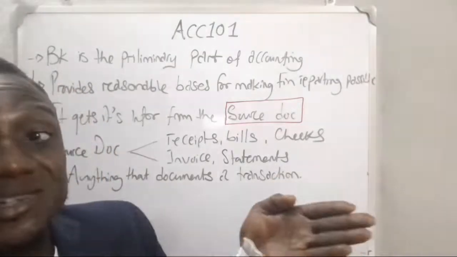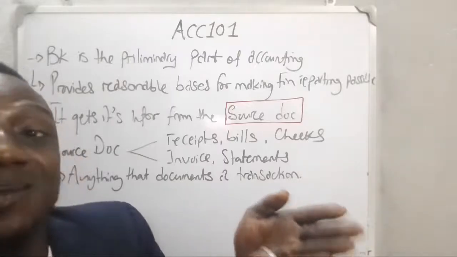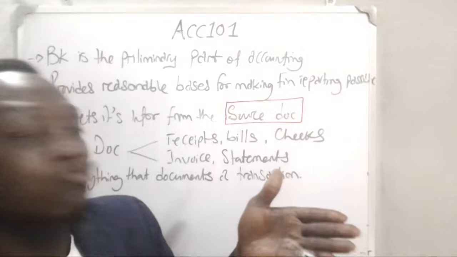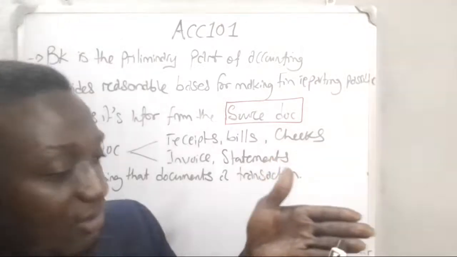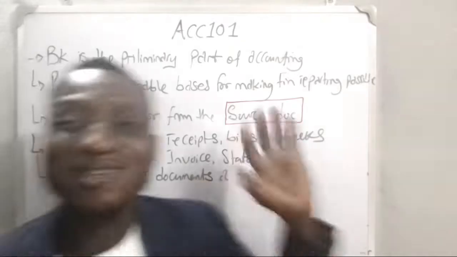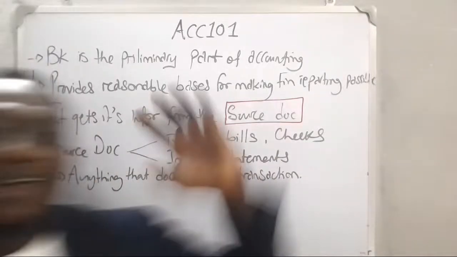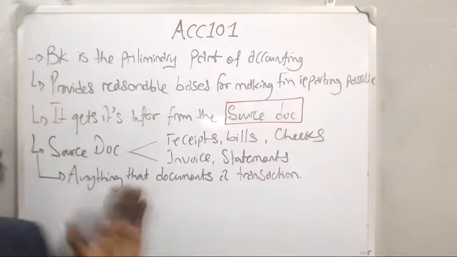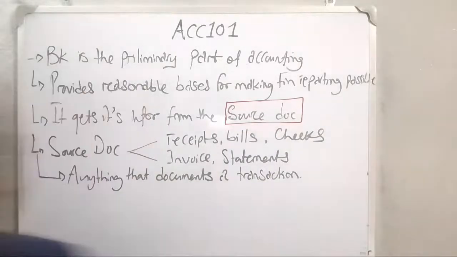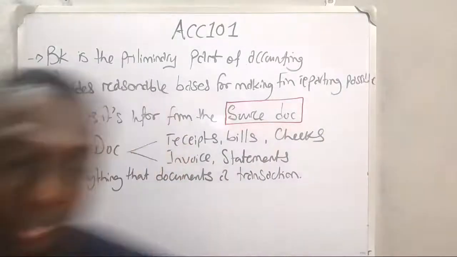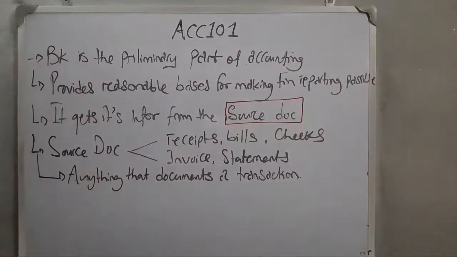Who bought the diesel? Mr. Adamu. Okay. Who approved this money? Mr. Titi approved the money. Good. That's source, meaning that information has been extracted from this document and it can now be taken to other places for proper documentation. All right, that is the source document.